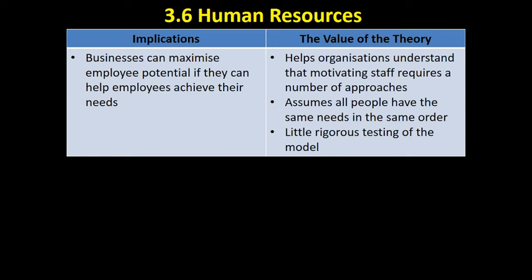So there are a couple of criticisms of the theory like that. There's been little rigorous testing of the model, particularly by Maslow himself, so it gets criticised for that. But overall it is a very helpful way of businesses taking a multifaceted approach to motivating their staff.